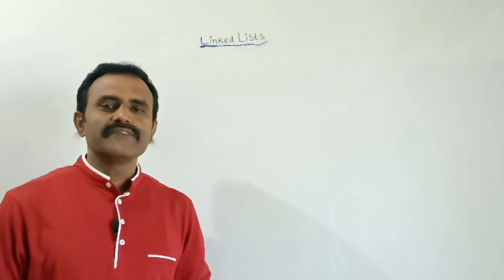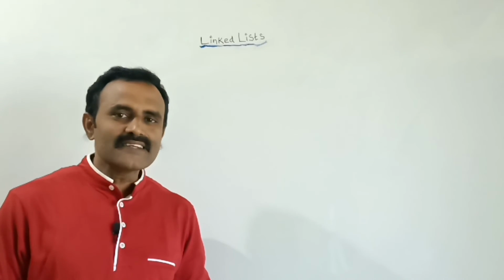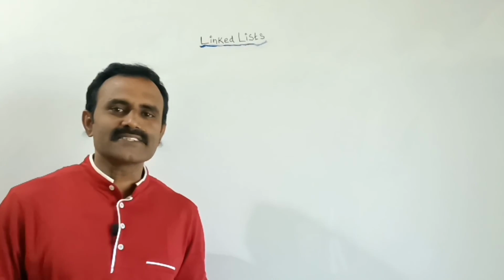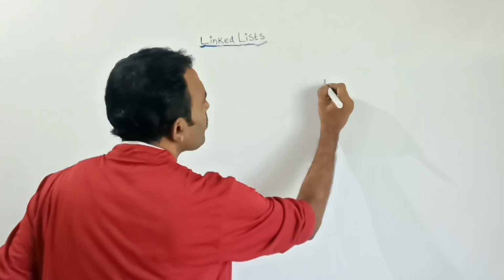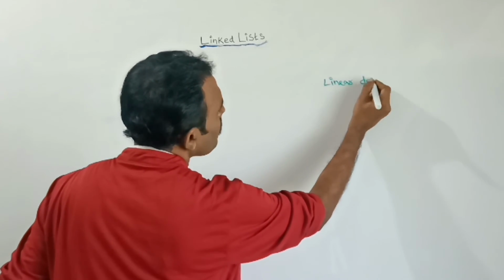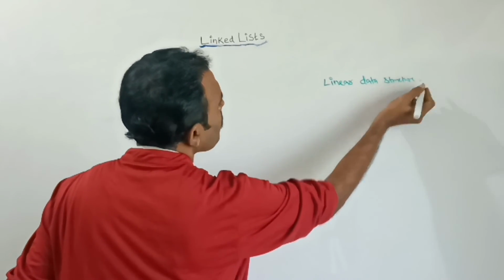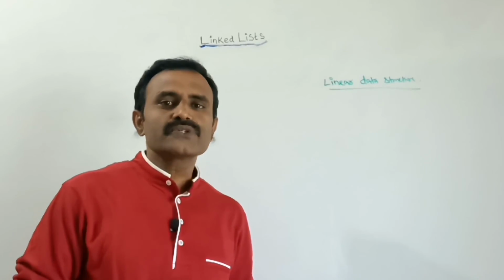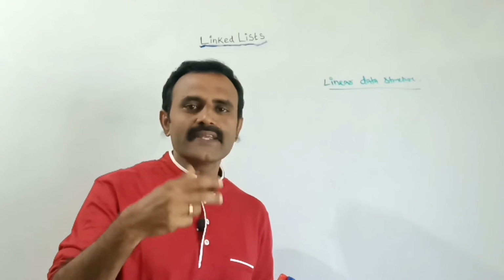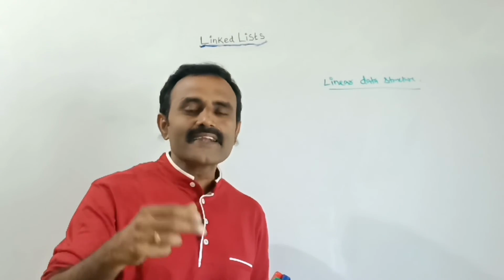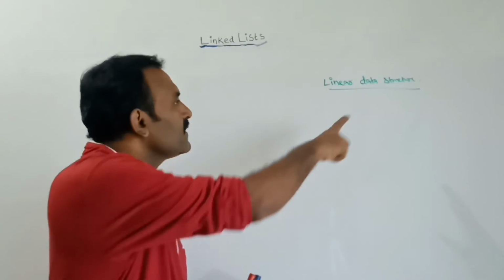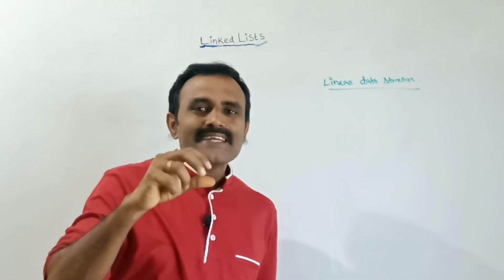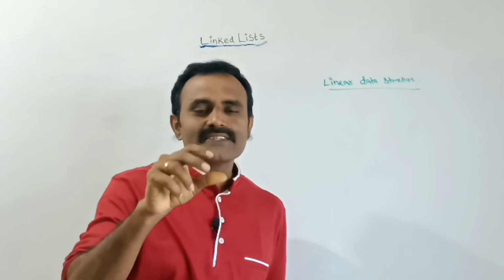Hey guys, now we are going to see the topic about linked list. What is a linked list? It is a linear data structure. Normally a data structure is used to store the data, and not only data, we can even store the relationship also. So the linear data structure has a linear relationship between the adjacent elements.